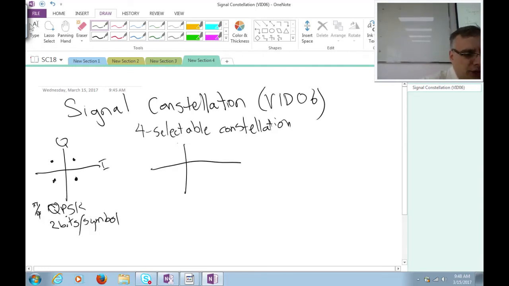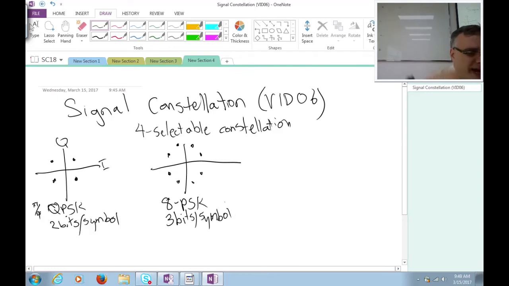If I have a little more signal-to-noise ratio, I can use 8-ary PSK, 8-ary phase shift keying, which allows me to transmit 3 bits per symbol. There are 8 combinations for 3 bits. 2 to the 3 is 8. And so I put 8 symbol points in a circle such that all the points are the same distance from the origin on my I and Q diagram.